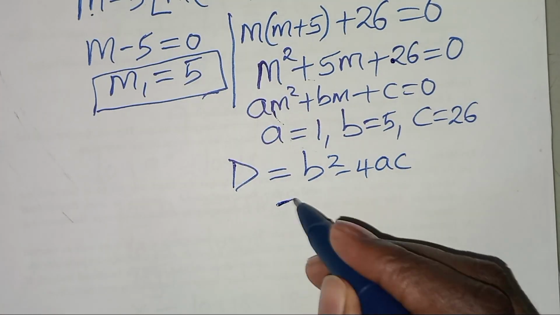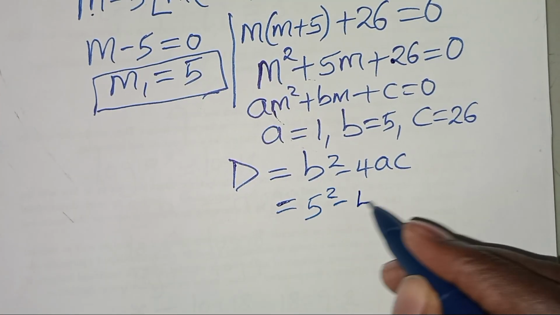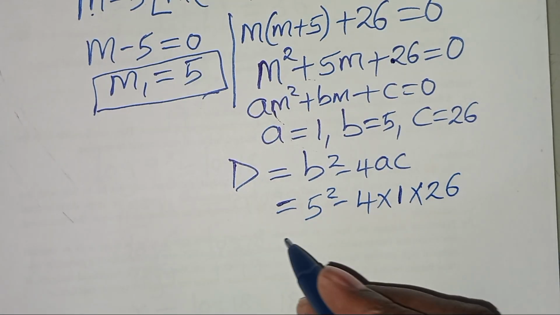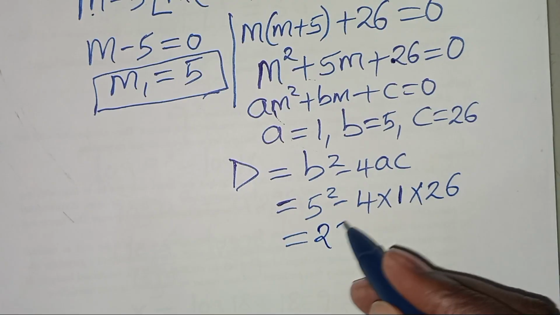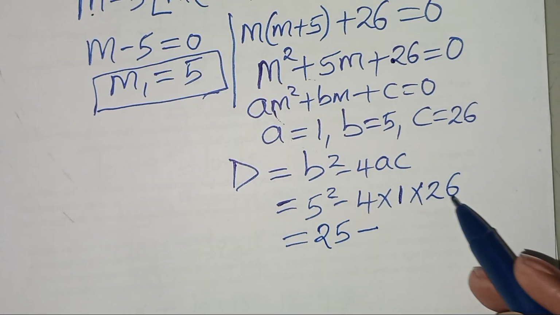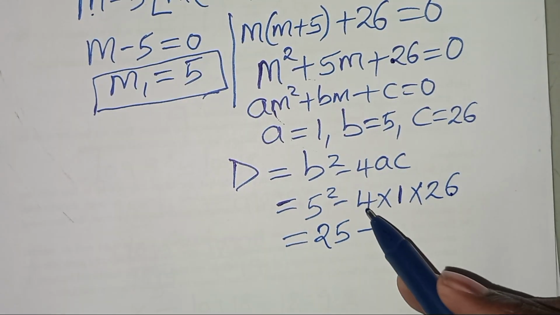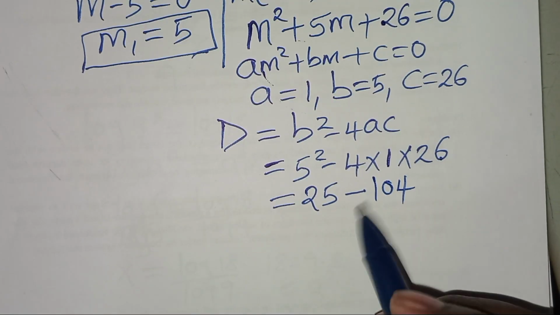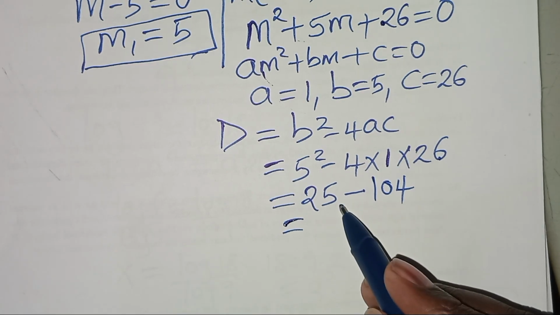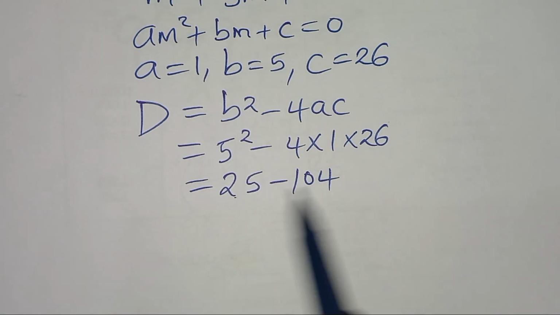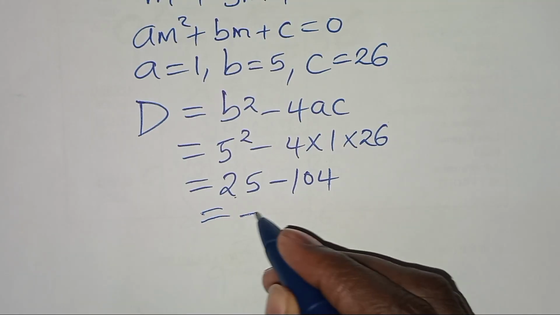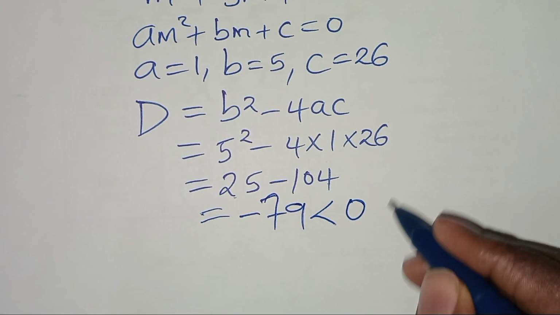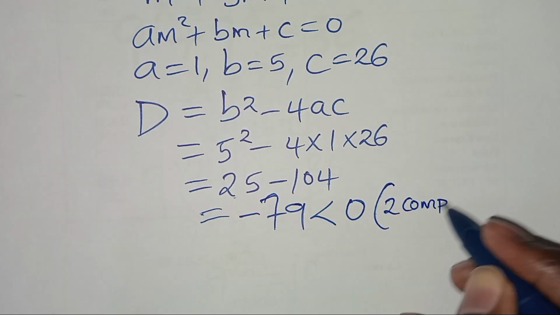Substituting the value of b, this is the same thing as 5 to the power 2, subtract 4 times 1 times c, which is equal to 26. So this is equal to 5 squared, this is basically 25, subtract 26 times 4, which is basically equal to 104. So here you have 25 subtract 104. This is negative 79, which is less than 0. So that means that we have two complex roots.